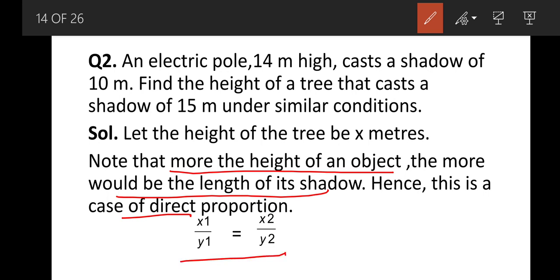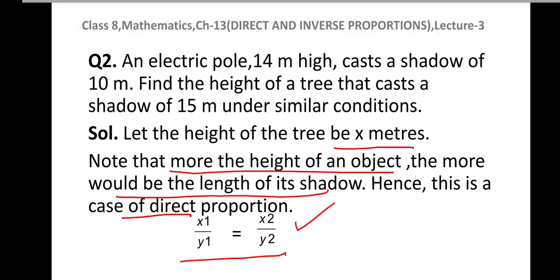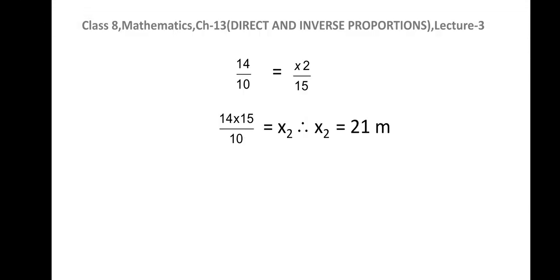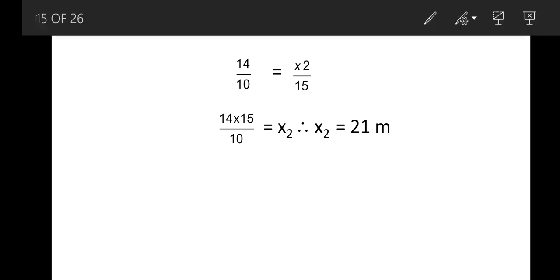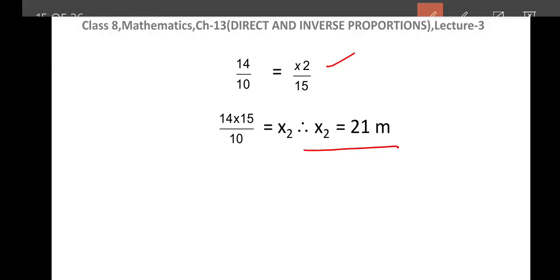You can write here x meters, or you can write any other variable also, or you can write in terms of x1, y1, x2, y2. So 14 over 10 is equal to x2 over 15. Here, the height of the object I have taken as x2. So 14 into 15 divided by 10 is equal to x2. You will be getting x2 as 21 meters.